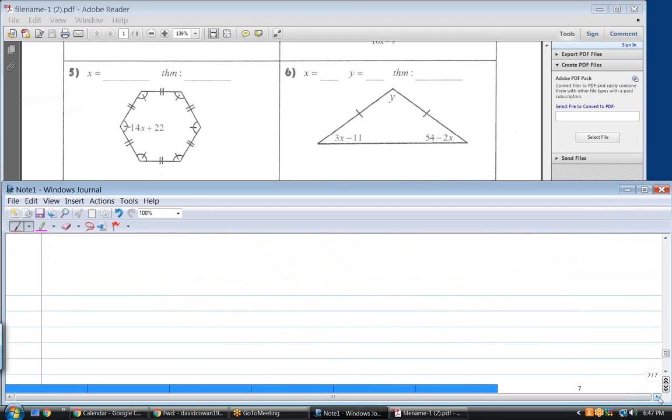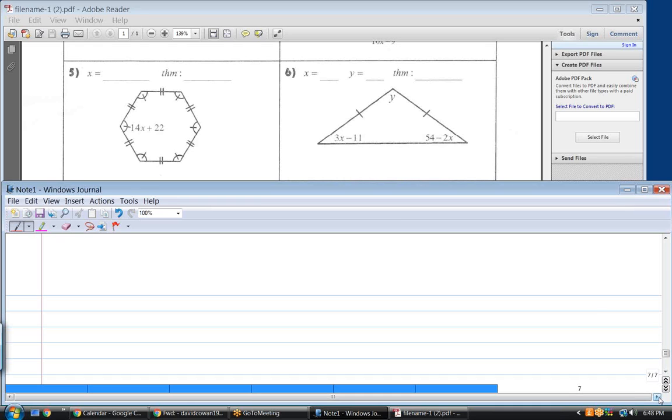Okay, cool. We're flying through these. Yeah. I appreciate that. Okay. Awesome. What can I say about number 6? What kind of figure are we looking at? Triangle. What kind of triangle? An isosceles triangle. Okay. So what can I say?